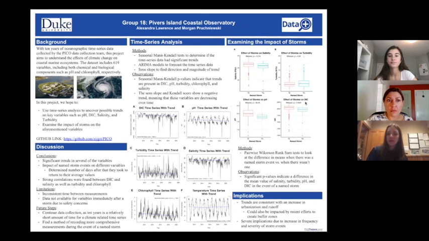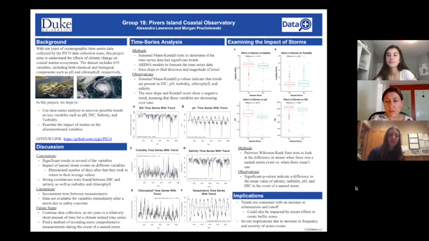And for pH and dissolved inorganic carbon, both of them had a significant difference in means between the levels recorded during a named storm and the levels recorded not during a storm, with lower pH and dissolved inorganic carbon being observed during named storm events.